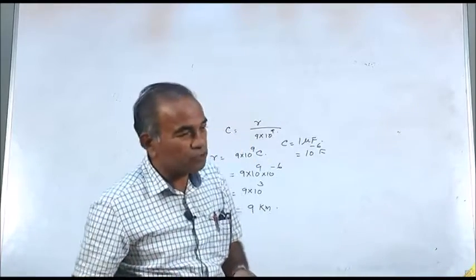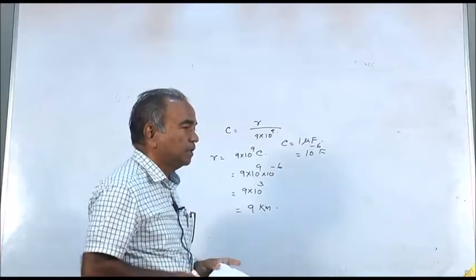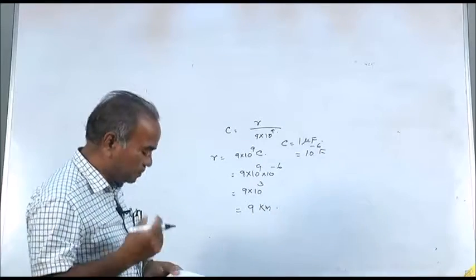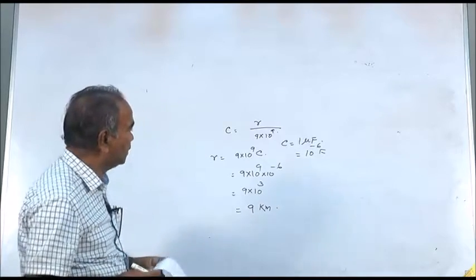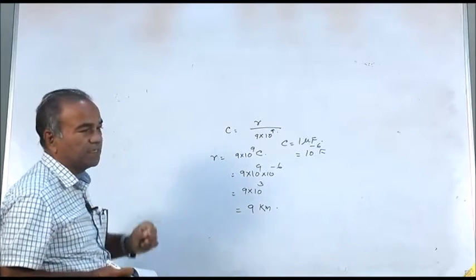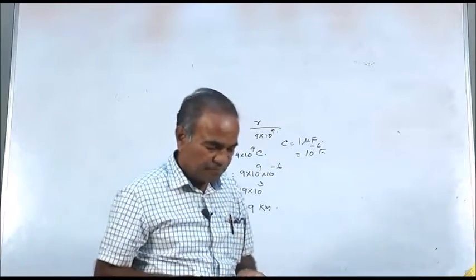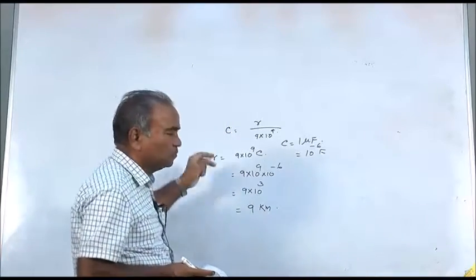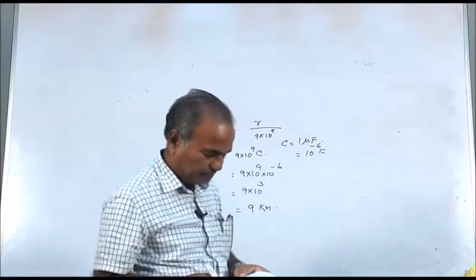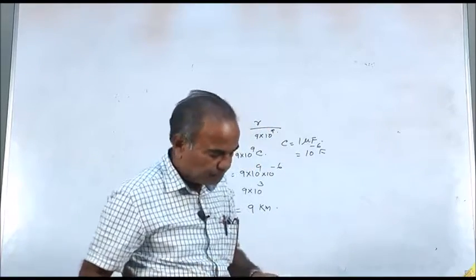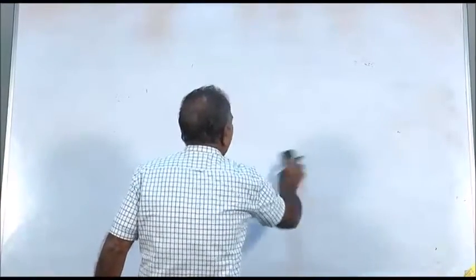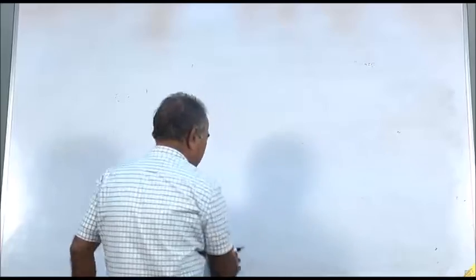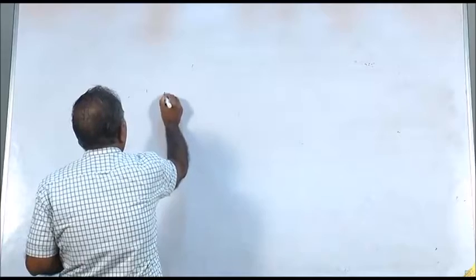So some other device should be found out, so that in a smaller size we can obtain a larger capacity instead of taking a spherical conductor. Then we can use a parallel plate capacitor.